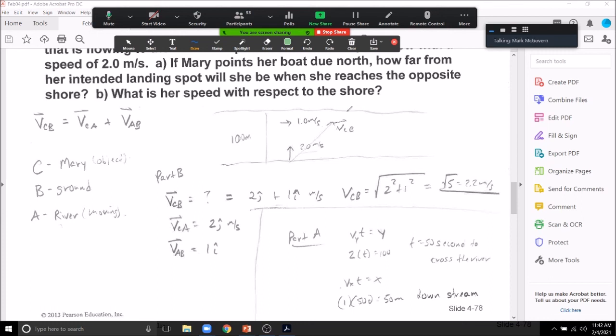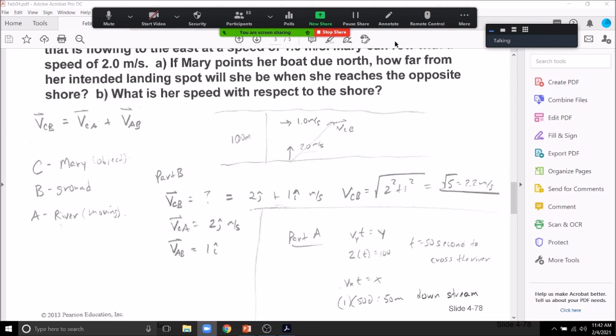Because you're eventually going to have to work out what the component of this vector is, vertically or in the north direction. Well, we already have that though, so it's just extra work. It's not wrong. It's just extra. All right. Anything else?